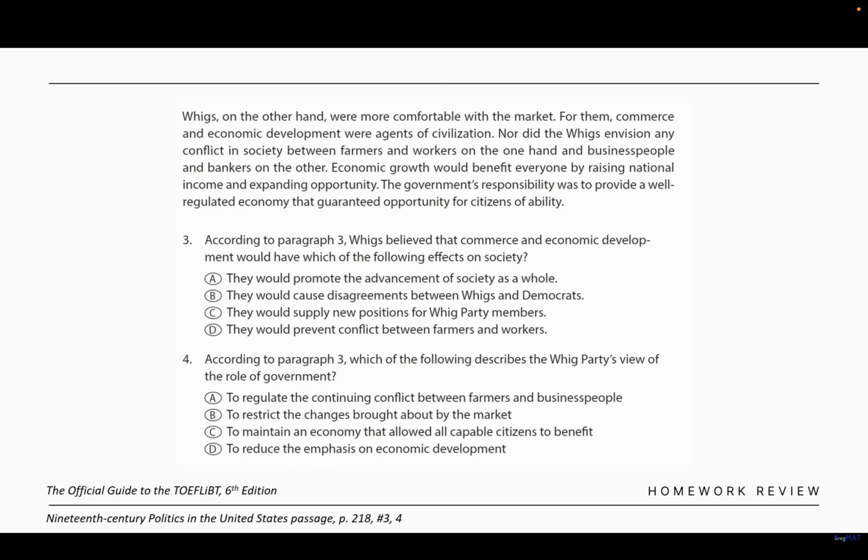Any volunteers for these two factual questions? You can move kind of quickly. Let's go to Suvajit. So Suvajit, number 3, Whigs believed that commerce and economic development would have which of the following effects? Can you rephrase that for me? In context to commerce and economic development, what the Whigs actually believed. Not exactly. So what you're really looking for is the rephrasing of the word effect. Yes, okay. How would you rephrase that? Effect on society?